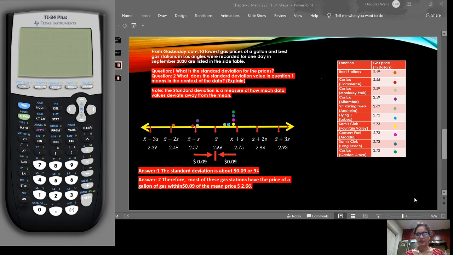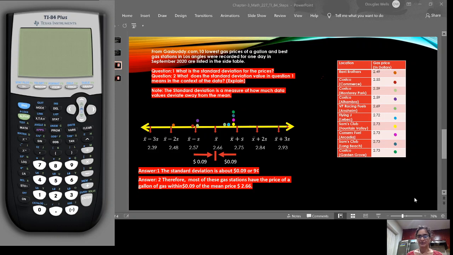Hey everybody, this video is about how to find the standard deviation. I collected this data from the website called gasbuddy.com. The 10 lowest gas prices per gallon and best gas stations in Los Angeles were recorded for one day in September 2020 and are listed in the site table.